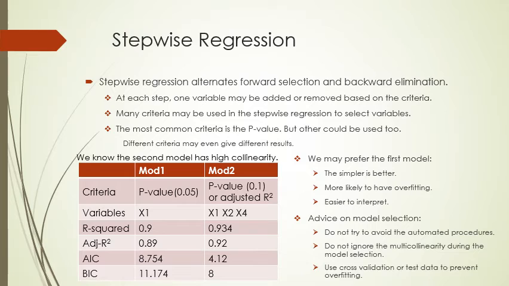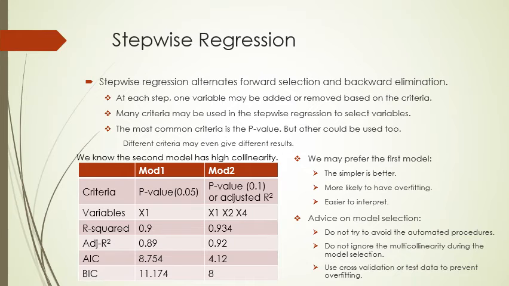In the psychology example, we may use a p-value of 0.05 as the criteria and have a model that only includes x1. We may use other criteria such as a p-value of 0.1 or adjusted R-squared. Then we have another model that includes x1, x2, and x4. Of course, we know the second model has the multicollinearity issue. Here we ignore this issue and compare the model performance in the table below.